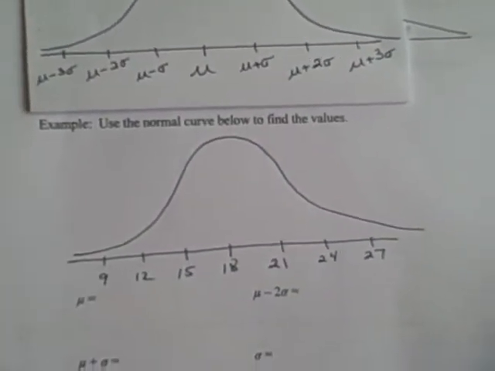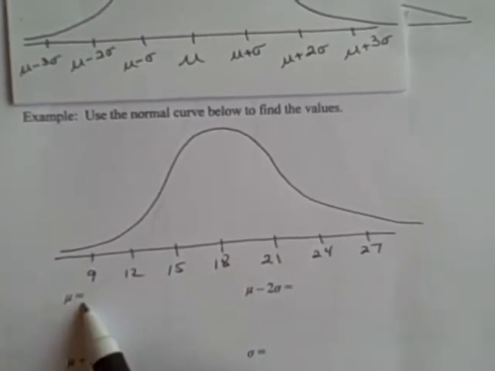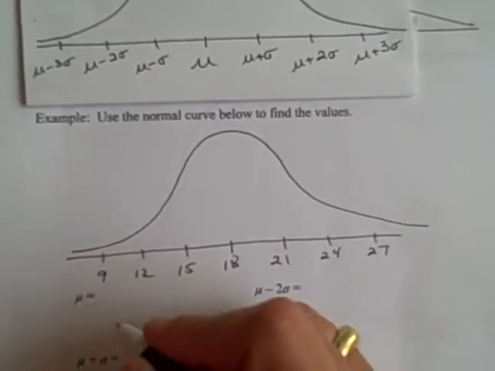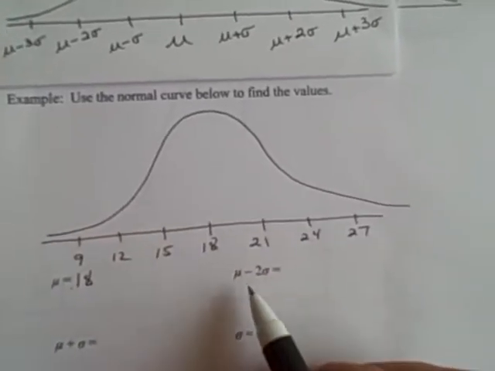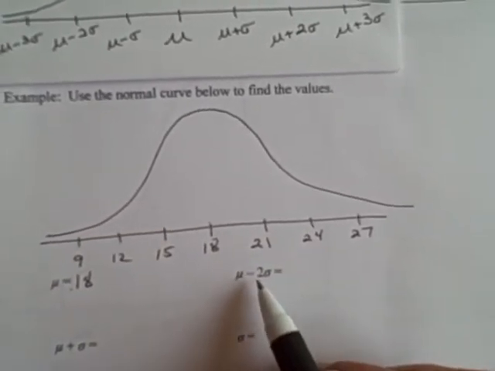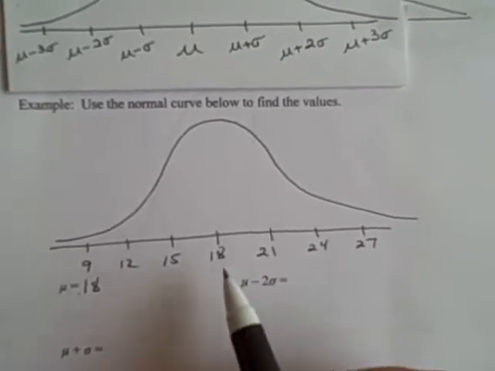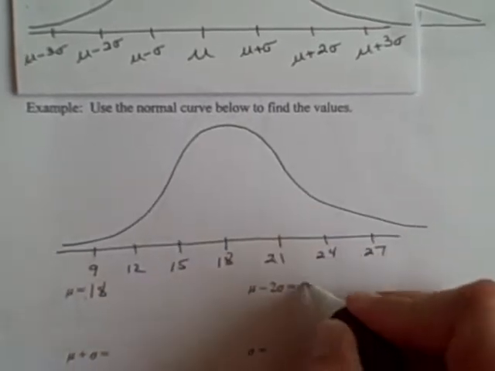Use the normal curve below to find the values. Well, the first thing I'm asking you for is the population mean. Well, that's right here in the middle. That's going to be 18. Okay. Here I'm asking, what is the value that is 2 standard deviations below the mean? Well, here's our mean. I go down 2 standard deviations. I'm at 12.